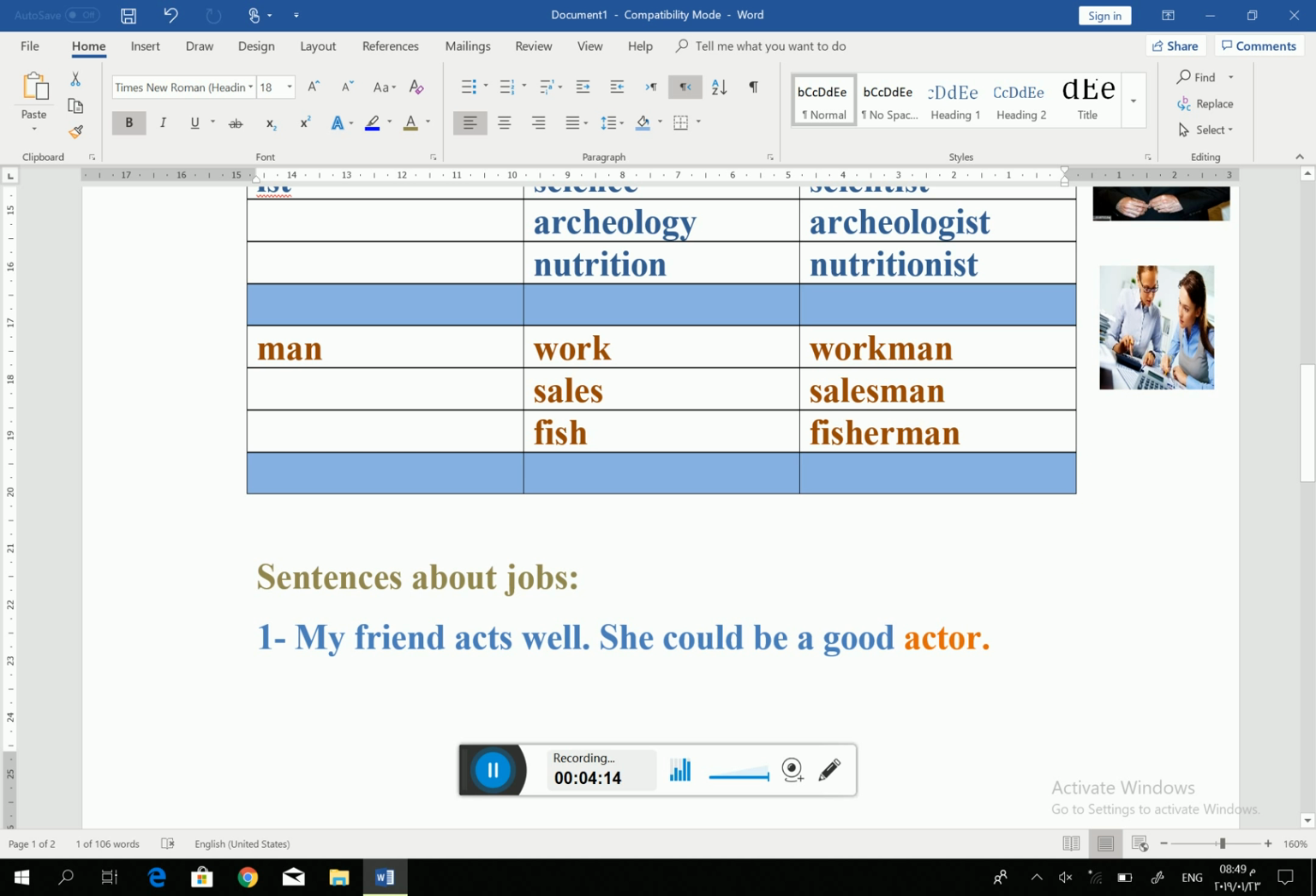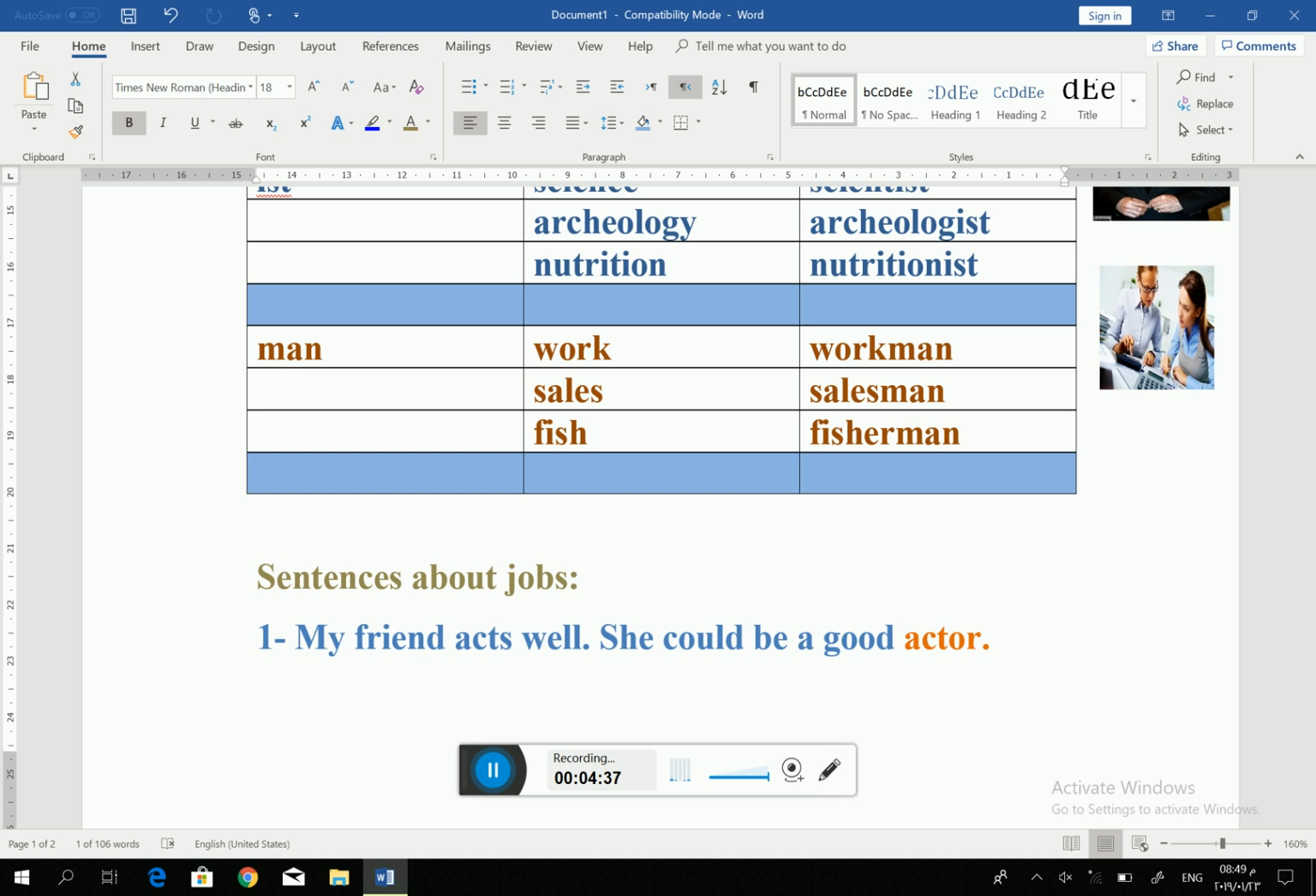Also, we can use the suffix man. Man can be added to the end of the word to form a job, like work, workman, sales, salesman, fish, fisherman. If you are working at sales, you are a salesman. If you go to the sea and you fish in the sea, you could be a fisherman.